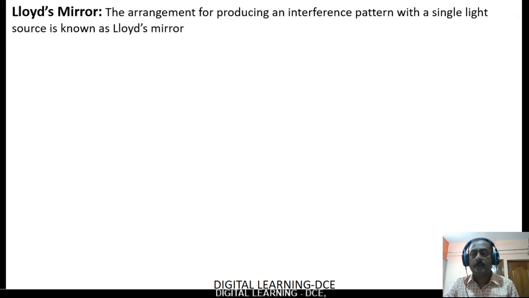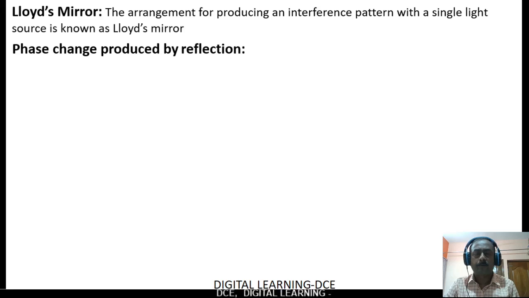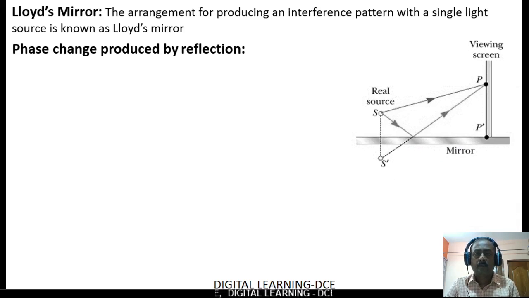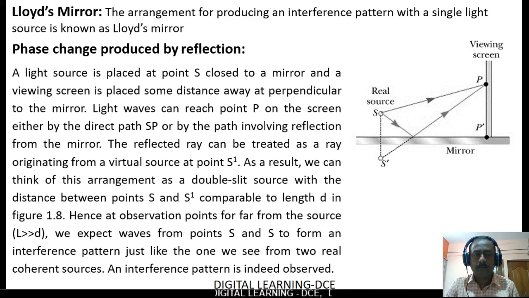Let us say the Lloyd's mirror. Here the arrangement for producing an interference pattern with a single light source is known as Lloyd's mirror. Let us see how the phase change produced by reflection works in the case of Lloyd's mirror. Here this one is a schematic diagram of Lloyd's mirror, that is, the phase change produced by reflection method.